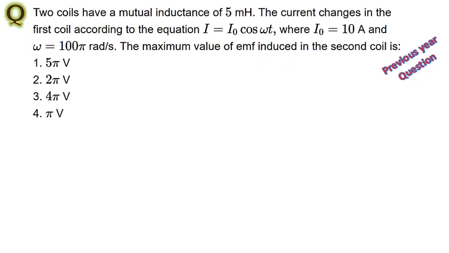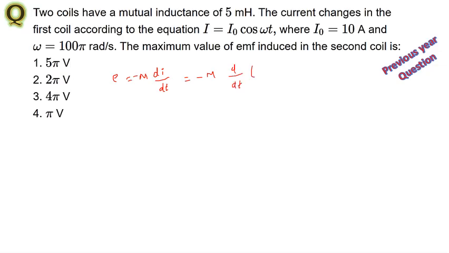One important point we need to understand here is the maximum value of EMF. Now, in this case, EMF E is equal to M into di by dt. From this, you have a minus sign, so E is equal to minus M into d by dt of I.